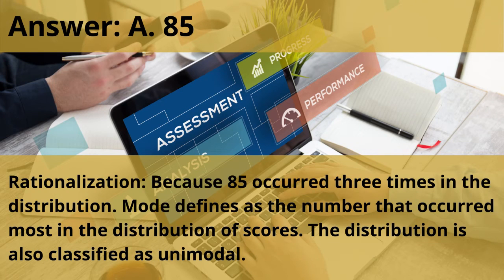The answer is option A. Very good. 85, because 85 occurred 3 times in the distribution. Mode is defined as the number that occurred most in the distribution of scores. The distribution is also classified as unimodal.